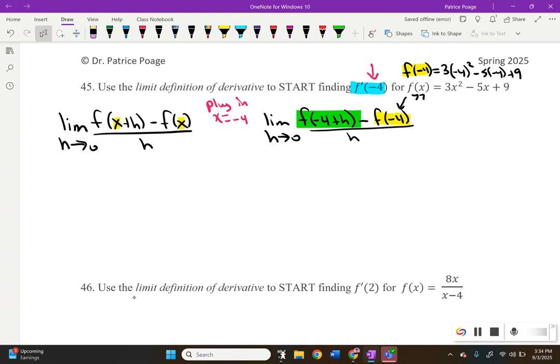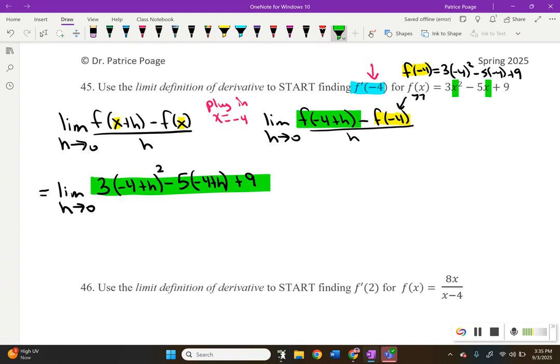So I'm going to write the limit as h goes to 0. For the green part, everywhere I have an x, I'm replacing it with negative 4 plus h. So I have 3 times negative 4 plus h squared, minus 5 times negative 4 plus h, plus 9. That's my green part. Minus the yellow part, which we found earlier to be 77, all over h.